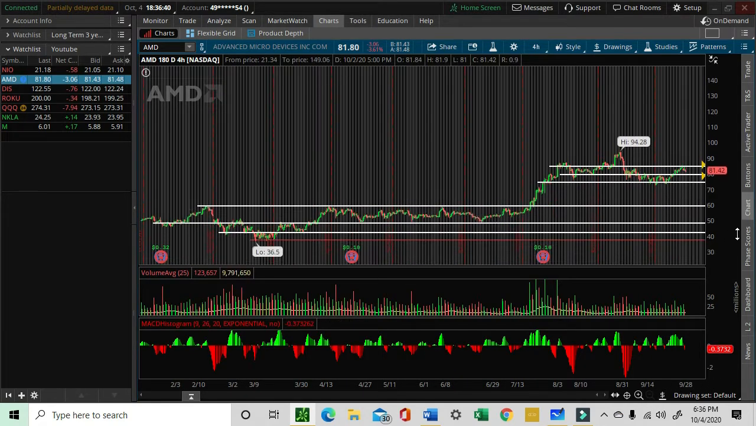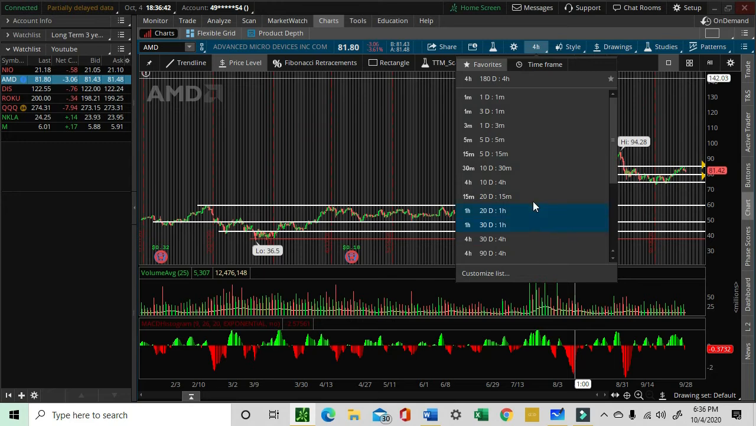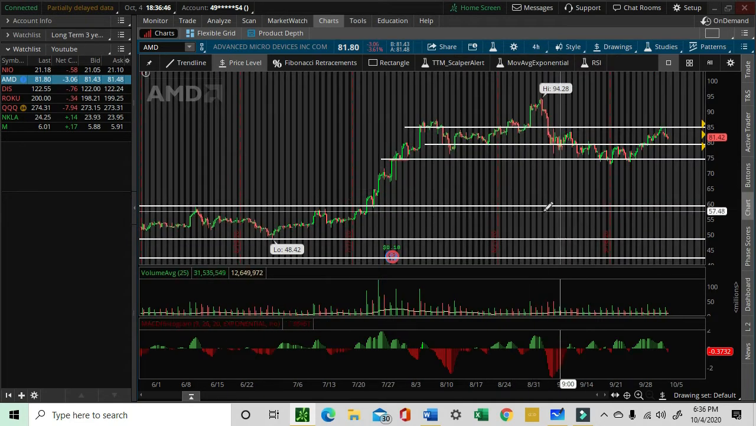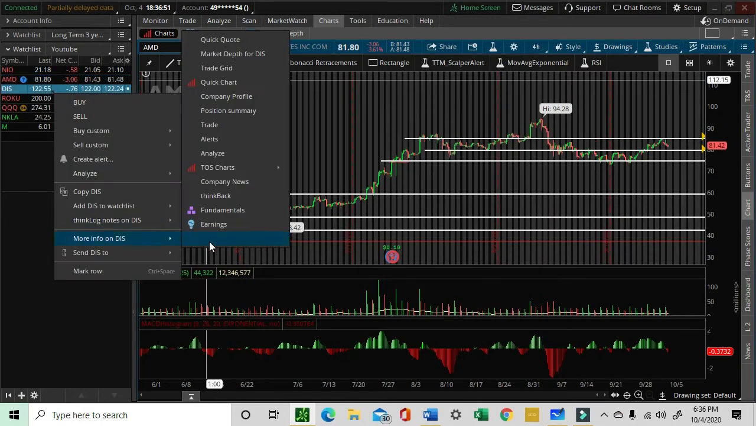So now, on this chart, you can't really draw any channels because there's no channels to be drawn, right? So yeah, let's look at Disney now.